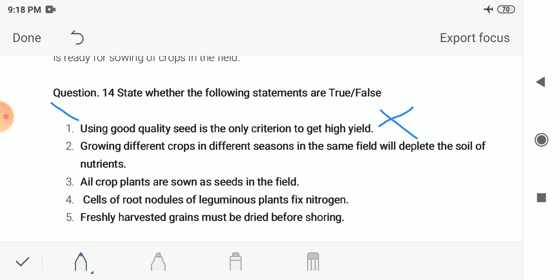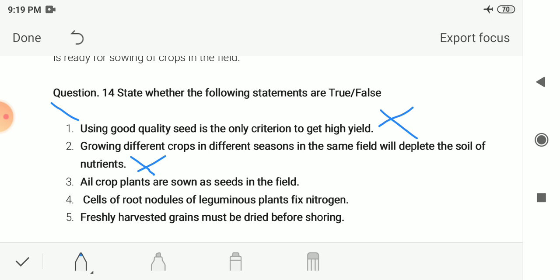Next is: growing different crops in different seasons in the same field will deplete the soil of nutrients. So it is again false. It actually enriches the soil. Growing different crops in different seasons in the same field will enrich the soil with nutrients, because different crops utilize different nutrients, which allows the replacement or restoring of the used nutrients, and this method is known as crop rotation. So here your answer is false.